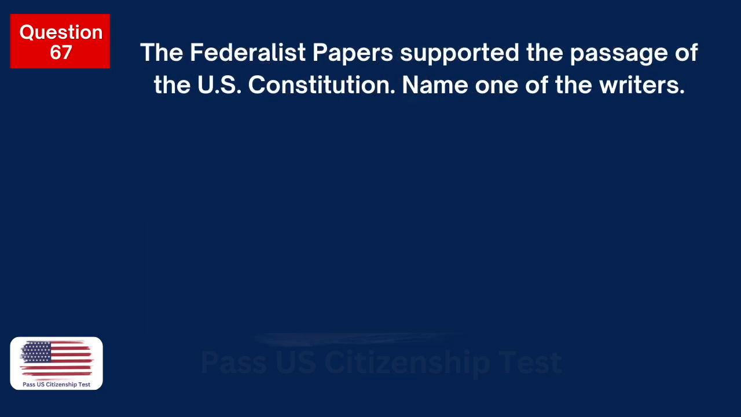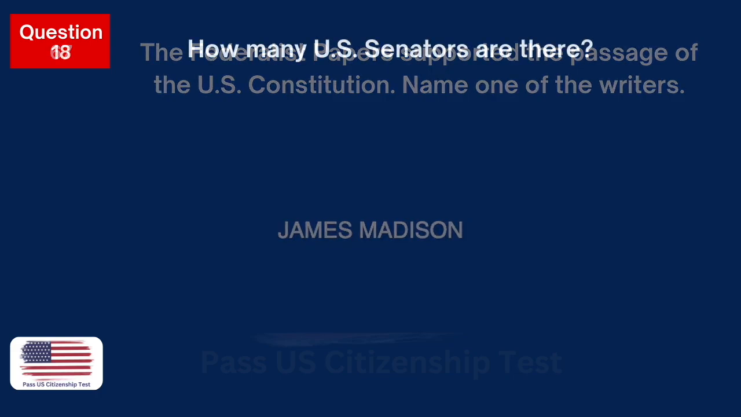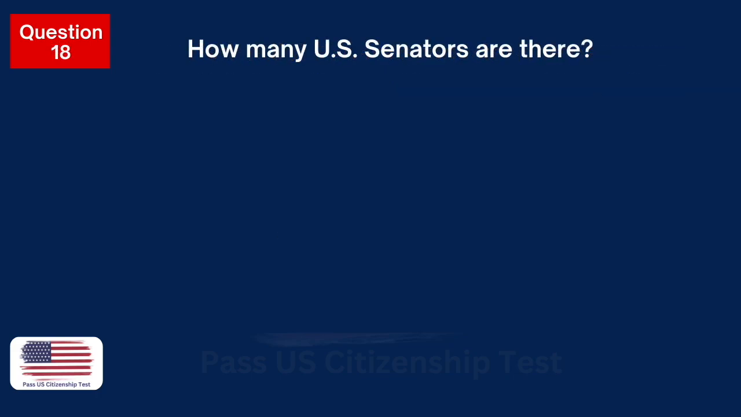The Federalist Papers supported the passage of the U.S. Constitution. Name one of the writers. James Madison. How many U.S. senators are there? 100.